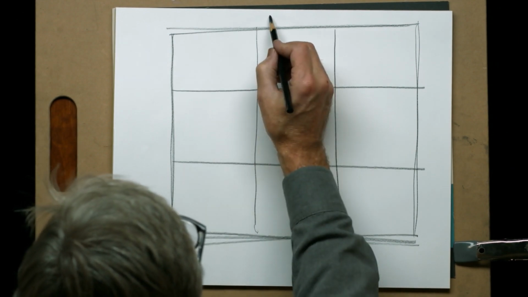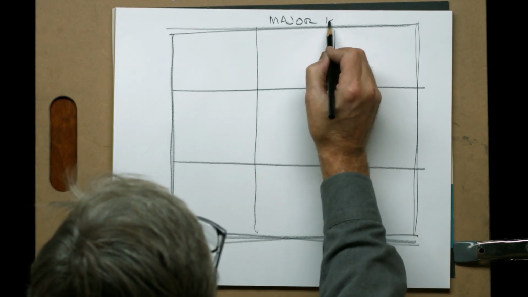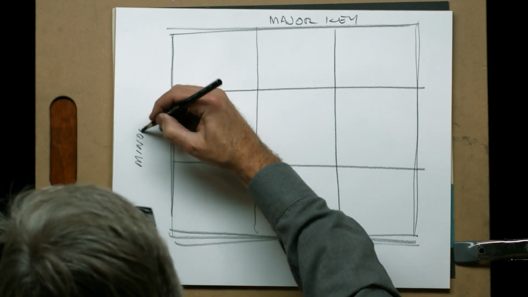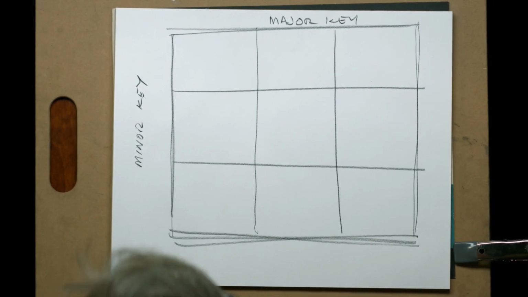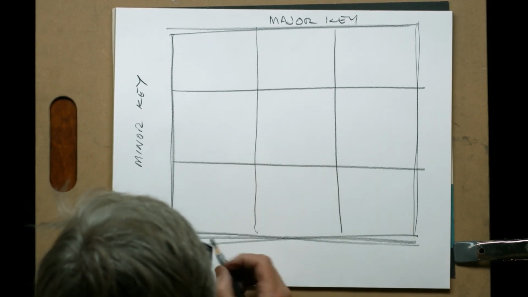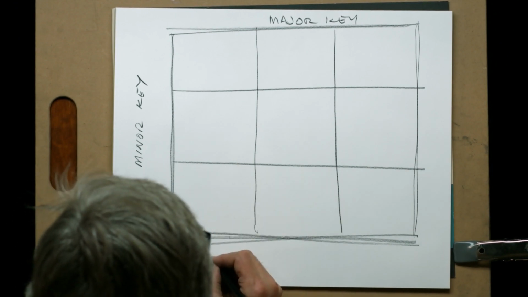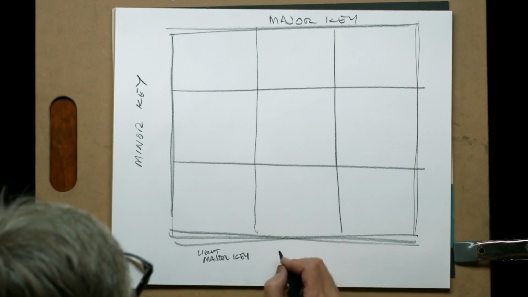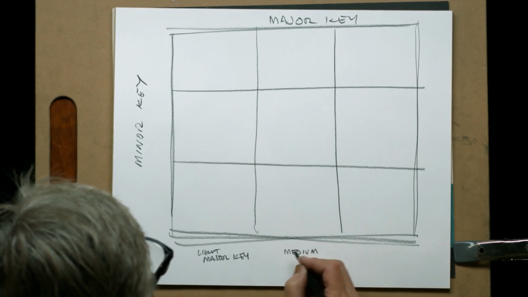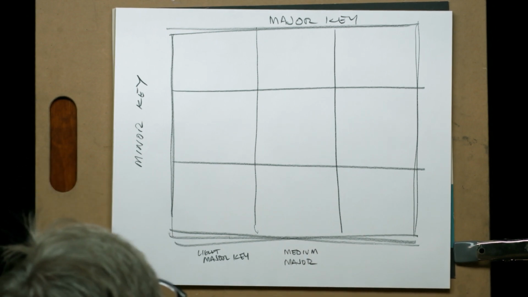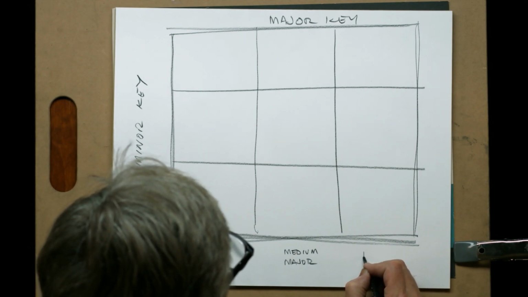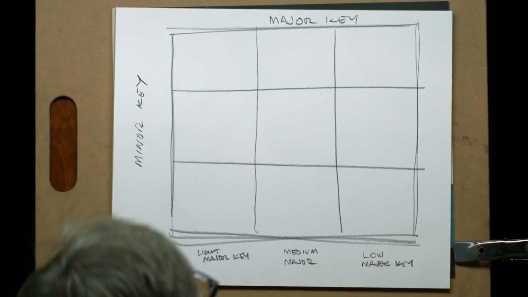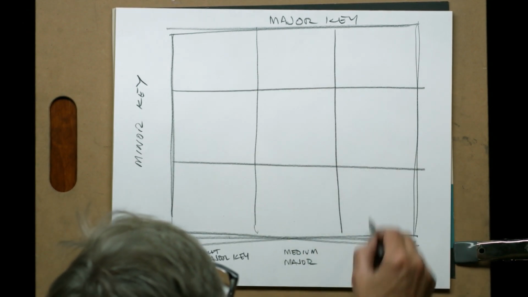Okay? Now, this is your major key. Okay, across the top is your major key. And down here is your minor key. Okay? So, in this column, I want you to do overall light. That's a light major key. And then a medium major key. And then a dark, or a low major key. Okay? So this will be overall light, overall medium, overall dark.